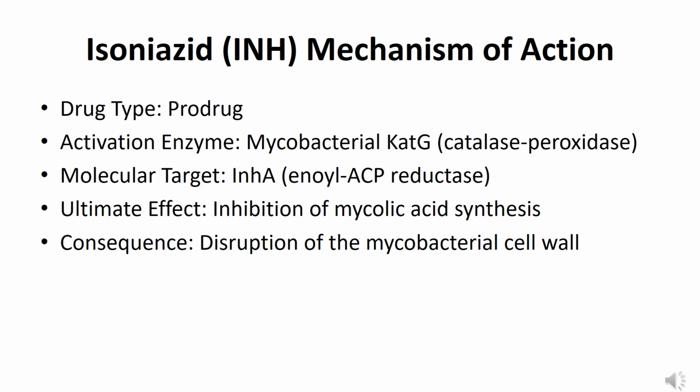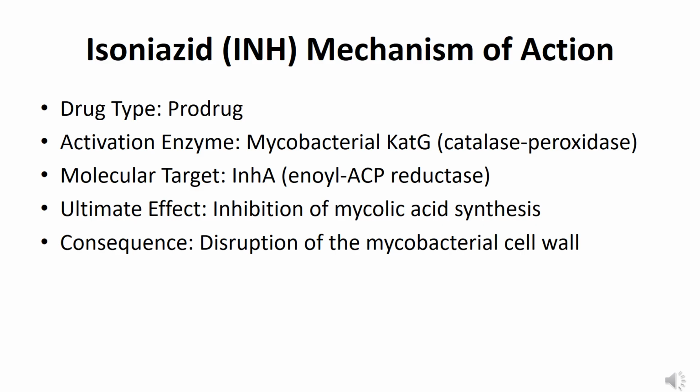It is what we call a prodrug. A prodrug is a medication that must be converted into its active form before it can exert its therapeutic effect. In the case of isoniazid, this activation occurs inside the tuberculosis bacterium itself. The key enzyme responsible for this process is called KatG. KatG is a mycobacterial catalase peroxidase enzyme. Think of KatG as the molecular switch that turns isoniazid from an inactive compound into a powerful antibacterial weapon.